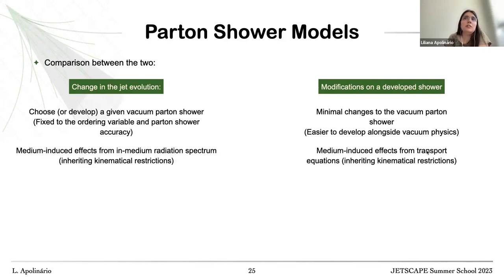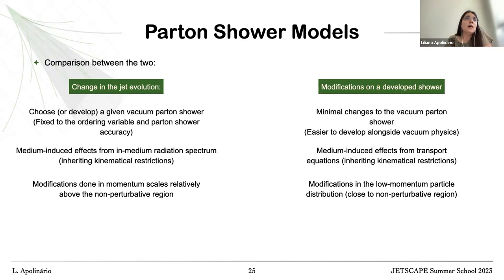So this is more or less also how you would pick up the medium-induced effects. On these sides, usually we focus on the medium-induced radiation spectrum just because we have access to the full kinematic range. In this case, you use the transport equations because you can basically integrate over the medium length. Of course, in all of them you are always restricted to the kinematical restrictions of that particular energy loss model.